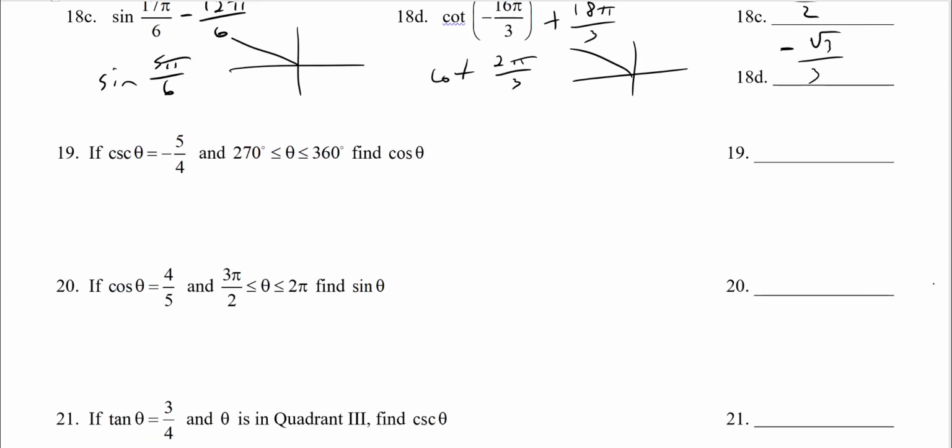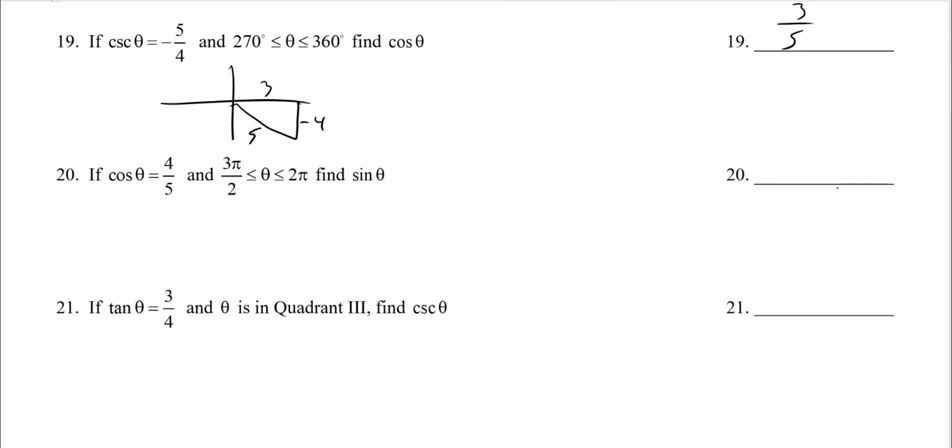All right, if cosecant is 5/4 and it's between those two values, find cosine. So this is just a matter of drawing your triangle in the right spot, guys, and then knowing what your ratios are. First of all, you're drawing it here between 270 and 360, and cosecant goes with sine. Sine is y over r, so this is r over y, so 5 and -4. Okay, the sine obviously goes with the y, and then this is a +3. So then when I do cosine, cosine is x over r, so it's 3/5.